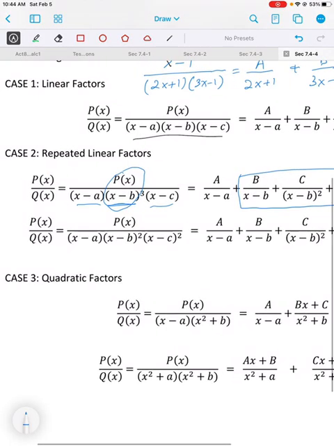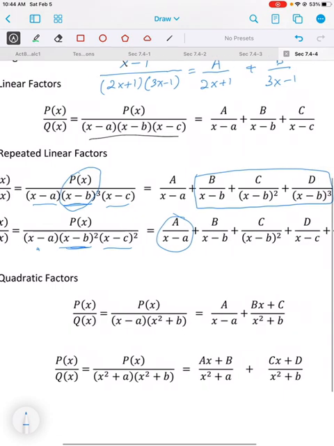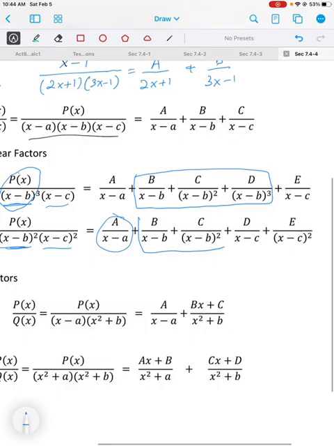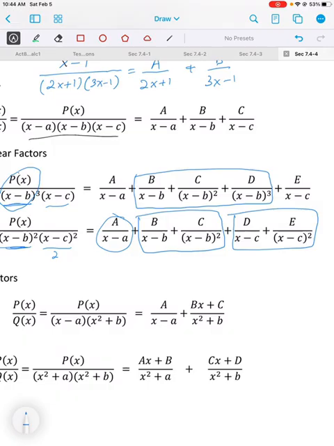And if you have a situation like this, if you have 2 factors which are being repeated, let's say twice, one of them could be 3 times or 4 times, of course, then the number of expressions that you add increases. So you will have one fraction for this, which is a over x minus a. Then you will have 2 fractions for that. So I have the b over x minus b plus c over x minus b whole square. And then you will have 2 fractions for this, which I have over here.